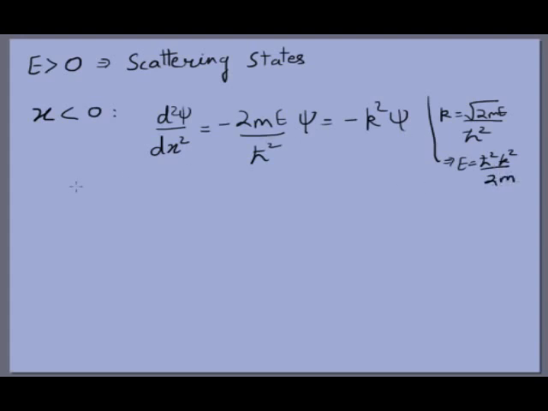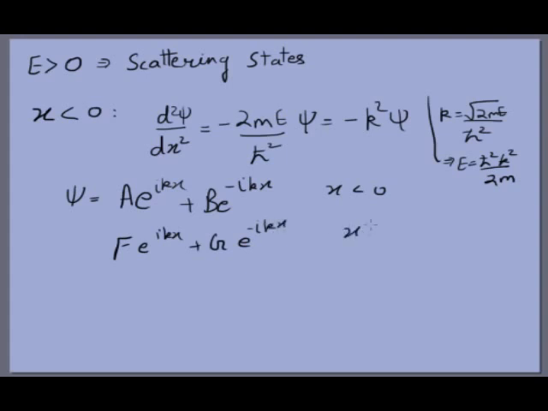Right. So the solution once again, in this case, we'll not have a e to the power kx plus b e to the power minus kx. In this case, we'll have a sin kx plus b cos kx, because this is minus k squared. But that can better be written as a e to the power iota kx plus b e to the power minus iota kx. So this is for x less than 0. Similarly, it will be f e to the power iota kx plus g e to the power minus iota kx for x greater than 0.